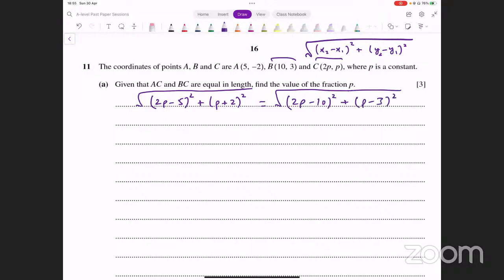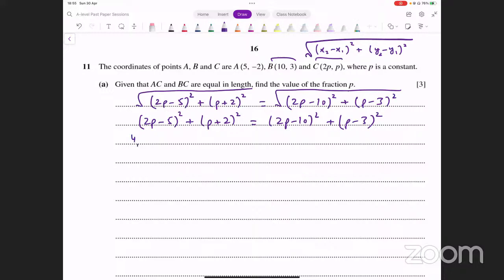पूरे का square root. The square roots are going to get cancelled because आप दोनों साइड को स्क्वायर करेंगे तो स्क्वायर रूट खत्म हो जाएंगे. तो आपके पास देखें क्या आता है. 2p minus 5 whole squared plus p plus 2 whole squared equals 2p minus 10 whole squared plus p minus 3 whole squared. And now you can solve this equation, find the value of p that you get from this.